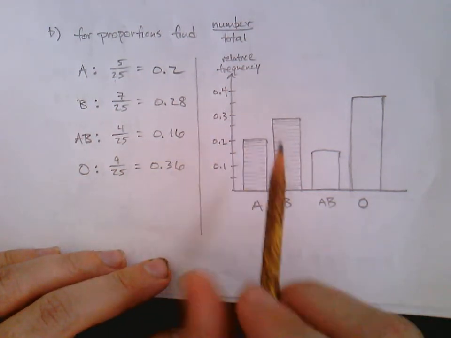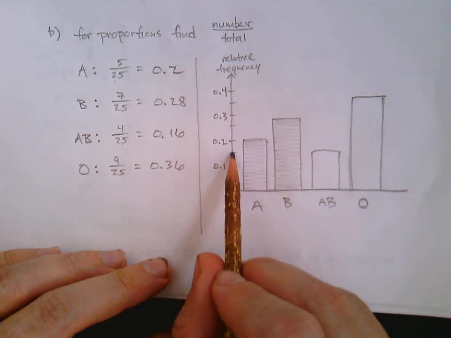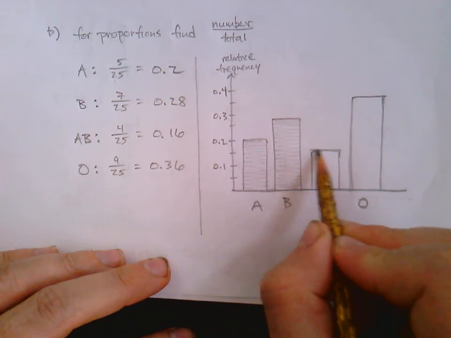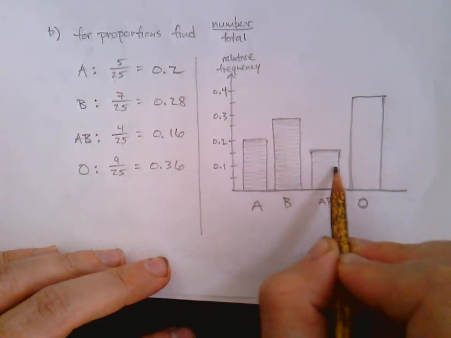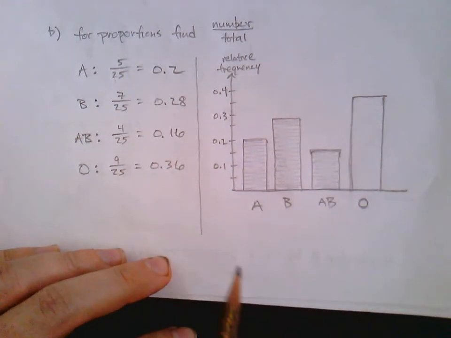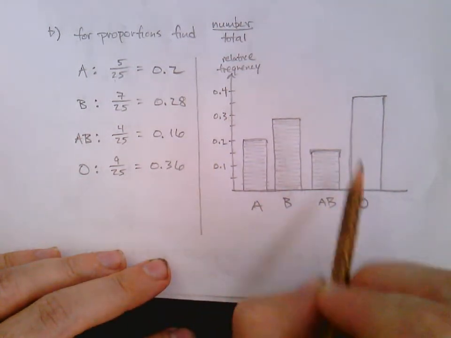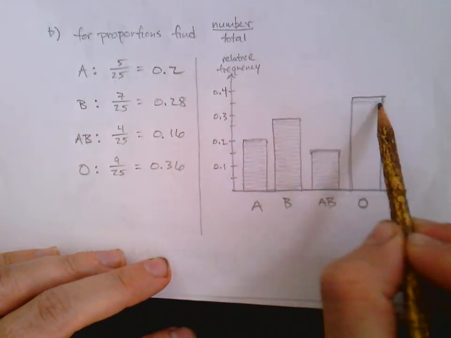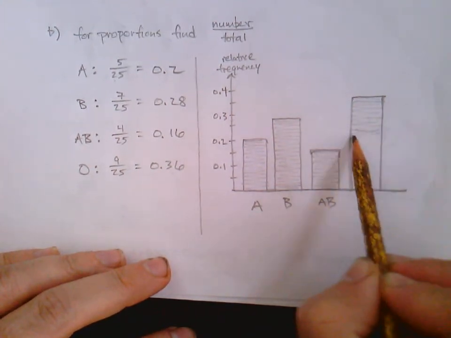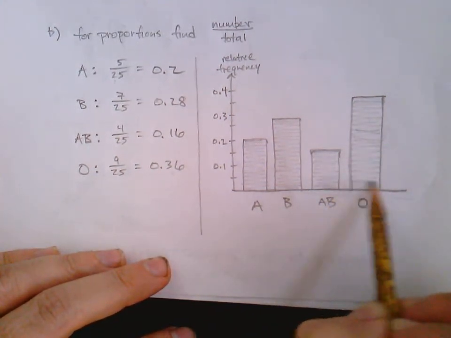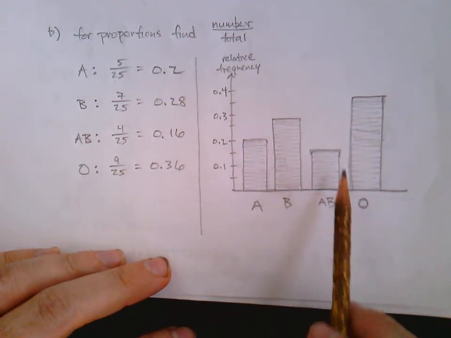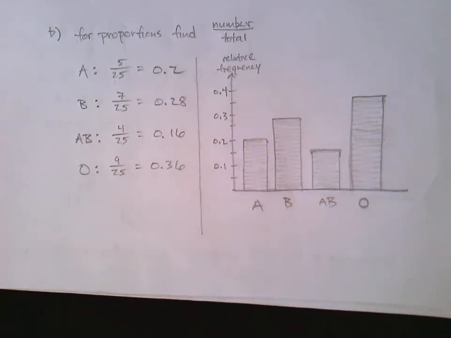Okay, then we had 0.16. So that's just a little bit higher than 0.15. Let me make that a little bit straighter right there. Okay. That looks a little bit better. All right. And then O is 0.36, so it's just a little bit above 0.35, something like that. Looks pretty good. And there you go. And of course, we have the gaps in between them. That's critical. Got to have the gaps.